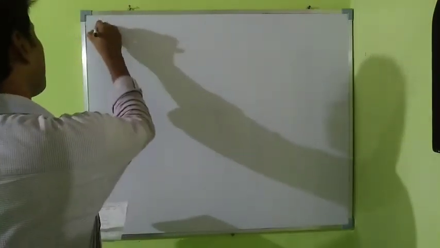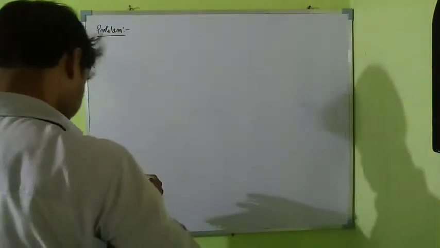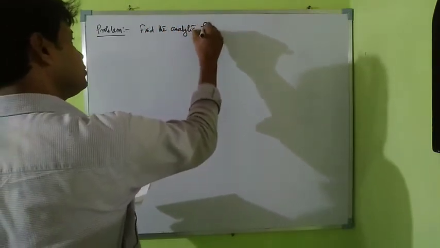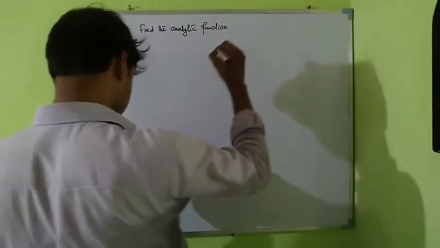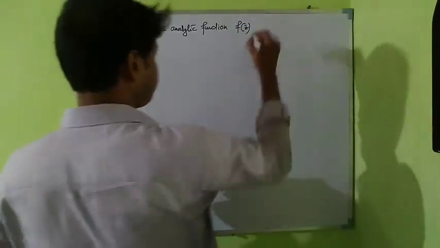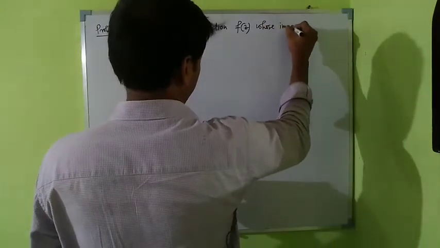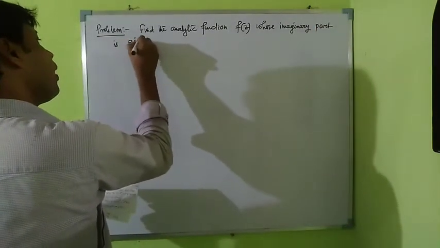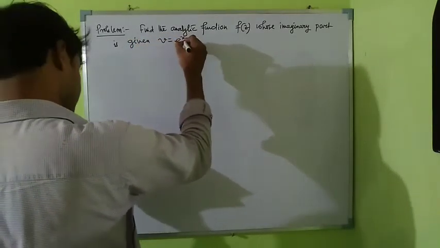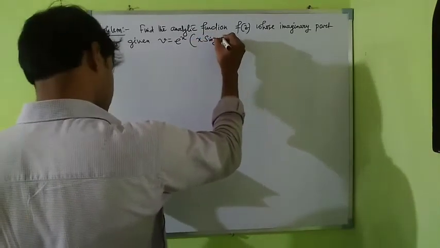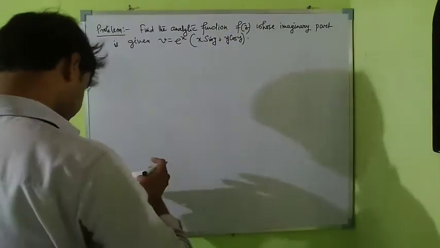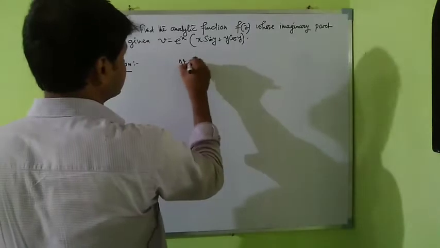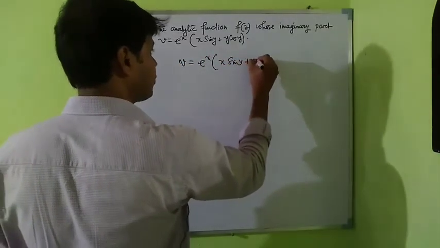Problem: find the analytic function f(z) whose imaginary part is given, v equals e to the power x sin y plus y cos y. Solution: v is equal to e to the power x sin y plus y cos y.